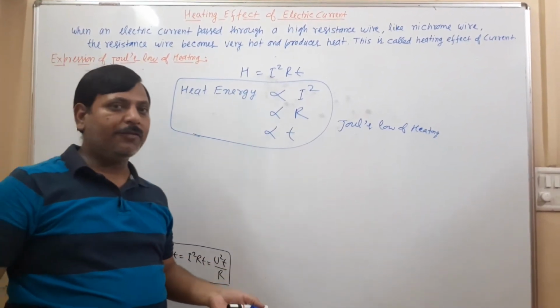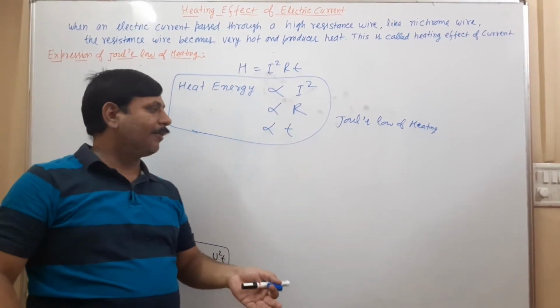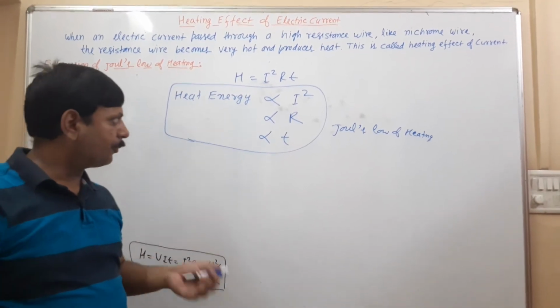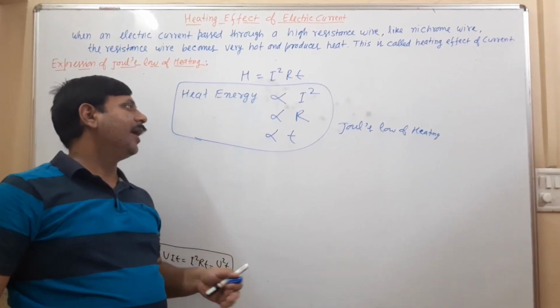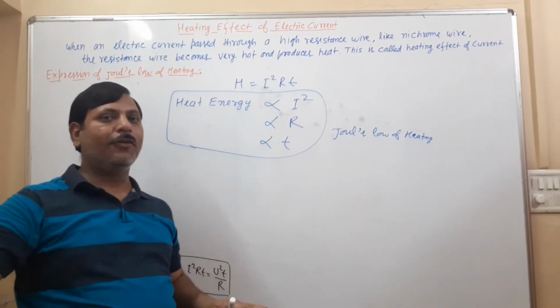By Joule's law of heating, we can say heat energy produced in a wire is directly proportional to the square of current, directly proportional to the resistance of the wire, and directly proportional to the time for which current is flowing.